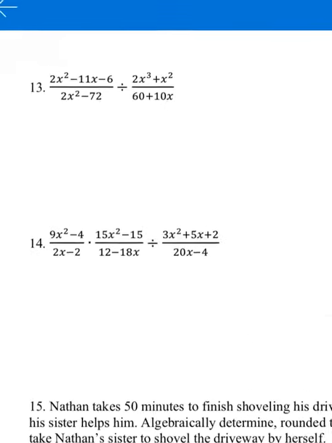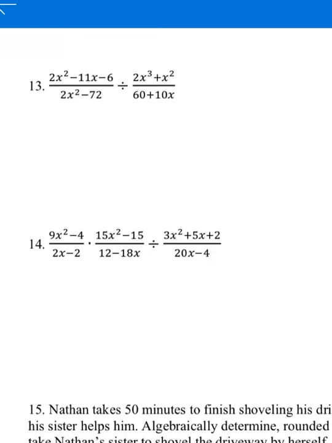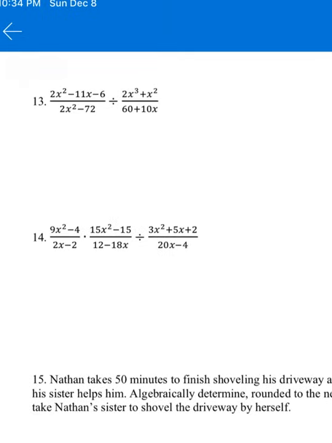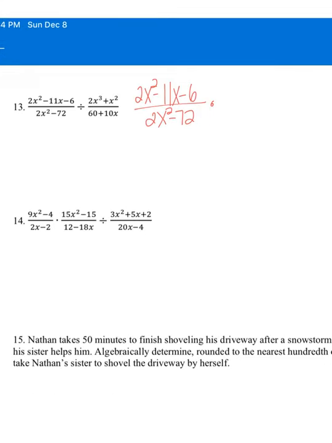Number 13 is the same idea, but you have division. So the only thing that's different is you have to take the division and turn it into multiplication. Remember, division is really keep, change, flip. So keep this first fraction, you're going to rewrite this, minus 11x minus 6 divided by 2x squared minus 72 times, right, so that's the change, and then the flip is 60 plus 10x divided by 2x to the third plus x squared.